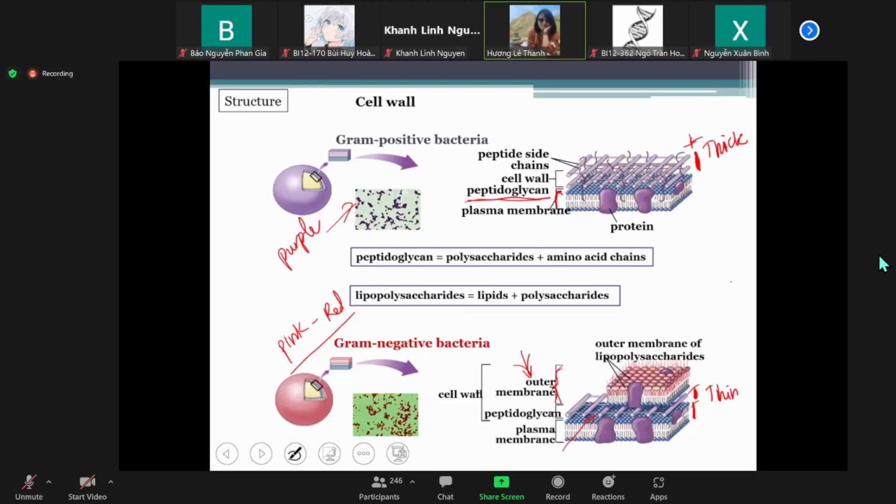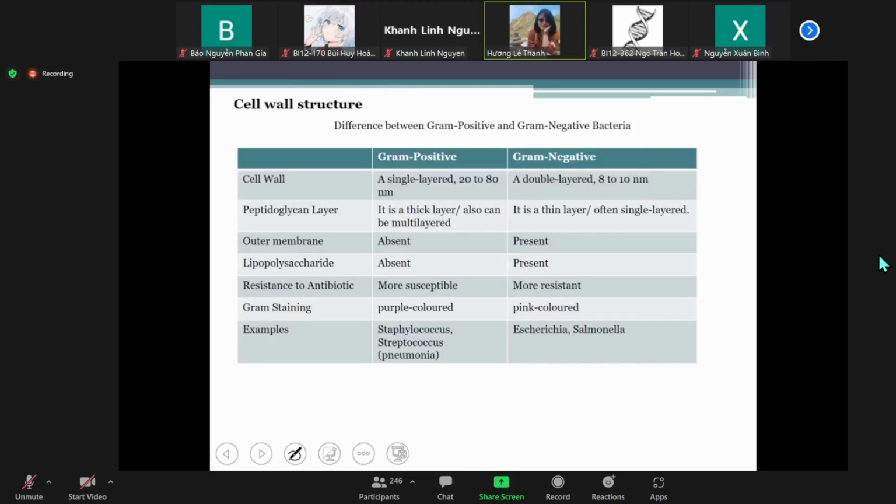So I have a table to compare gram positive and gram negative. It's just based on their structure. Gram positive has just a single layer of peptidoglycan cell wall, but it's thick because we have so many layers of peptidoglycan, from 20 to 80 nanometers. But gram negative is double layered because they have the outer layer beside the peptidoglycan, but it is very thin.